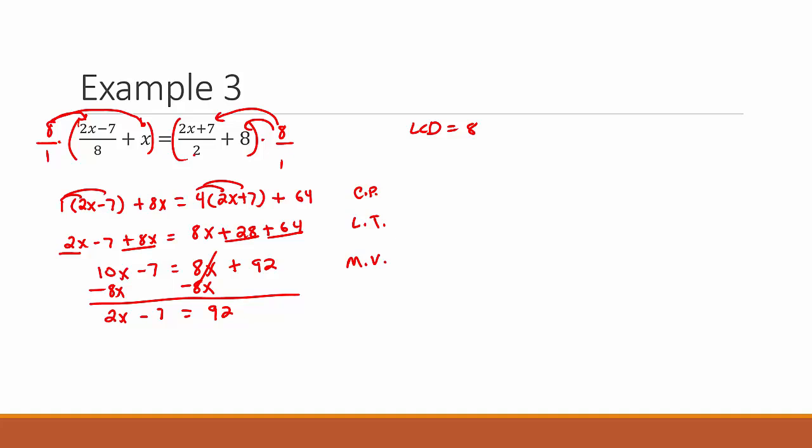We have our variable terms on one side, so now we want our constant terms moved to the opposite side of the equal sign. So let's add 7, which gives us 2x equals 99. And the last step, remember we want 1x, not 2x, so let's divide both sides by 2 to make that into 1x. Therefore, x equals 99 over 2.